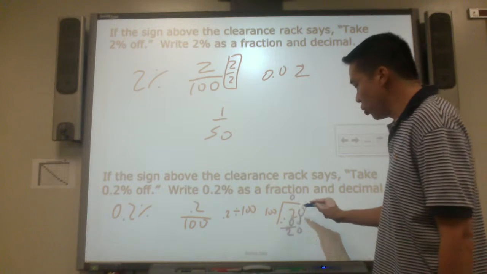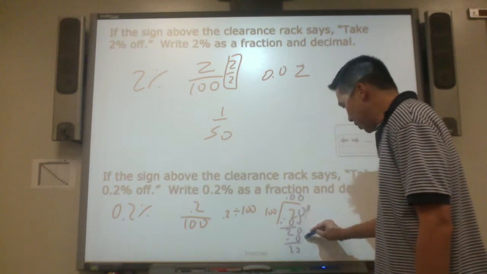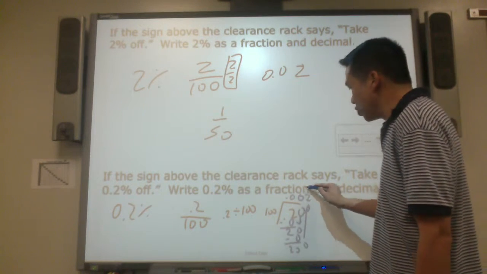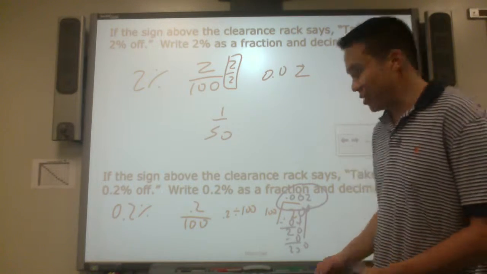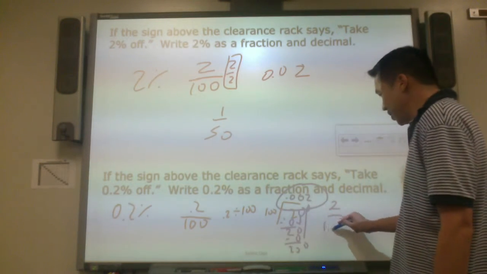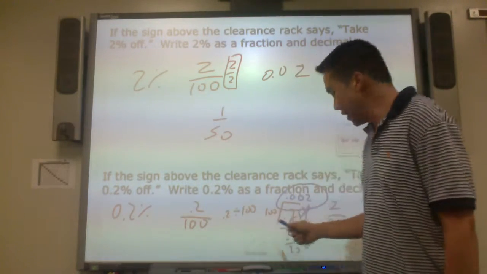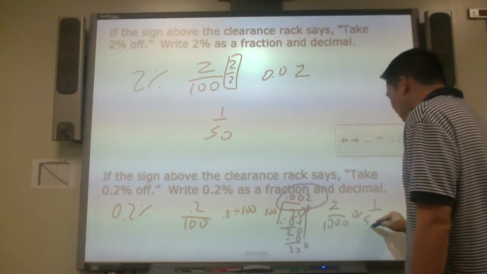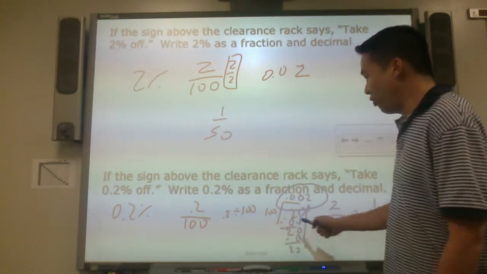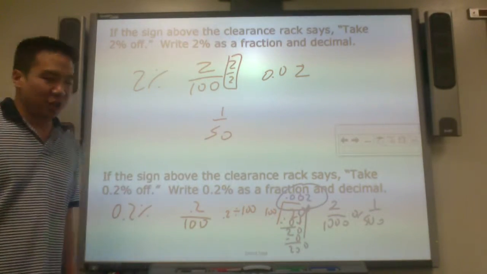Can 100 go in 20? 0 times. Add our 0. Can 100 go in 200? 2 times. So the decimal equivalence is 2 thousandths. What fraction is that? 2 thousandths. So 2/10 divided by 100 is the same as saying 2 thousandths, which simplifies to 1/500. All of these are equivalent to each other.